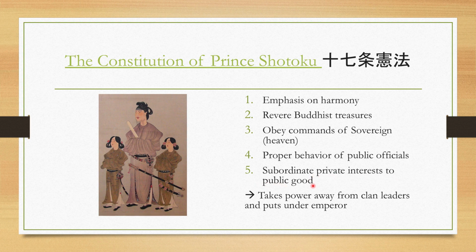good. But importantly, what the Constitution of Prince Shotoku did as well was to take power away from the various clan leaders who, up until this time, had been fighting amongst themselves, and to centralize power under the emperor.